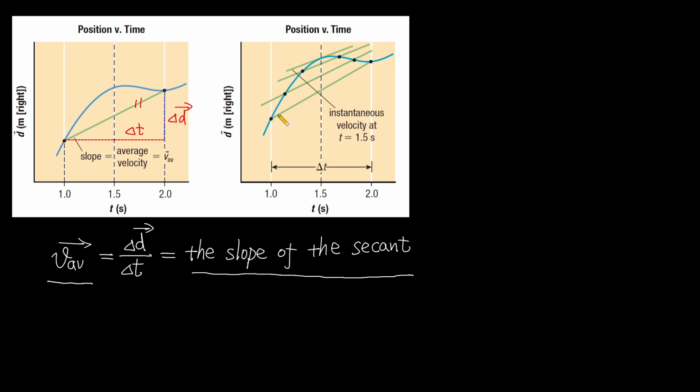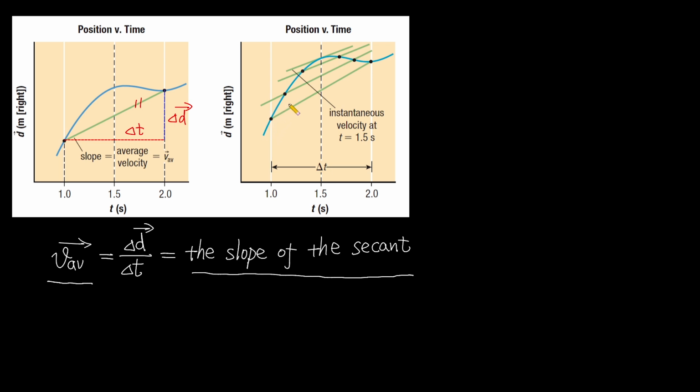For example, the instantaneous velocity at 1 second equals the slope of the curve at 1 second. And the instantaneous velocity at 1.5 seconds equals the slope of the curve at 1.5 seconds. And the instantaneous velocity at 2 seconds equals the slope of the curve at 2 seconds.